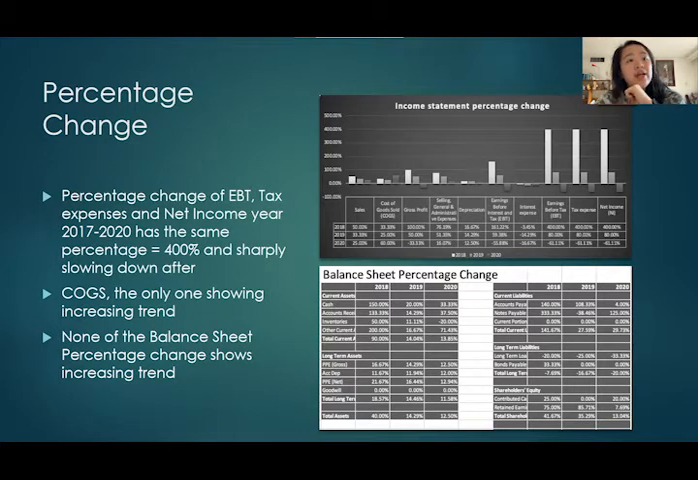The cost of goods sold is the only item showing an increasing trend. And as you can see here, none of the balance sheet items has a percentage change that shows an increasing trend. Now I'm going to pass on to Samantha.